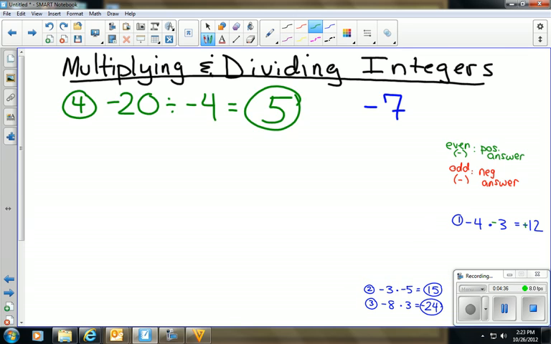Now, we could have positive 40 divided by negative 10.